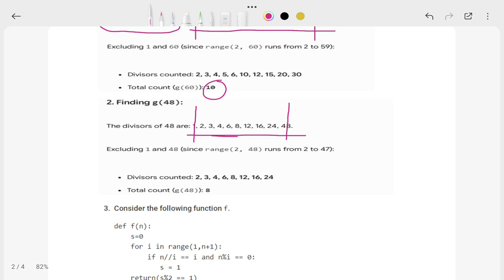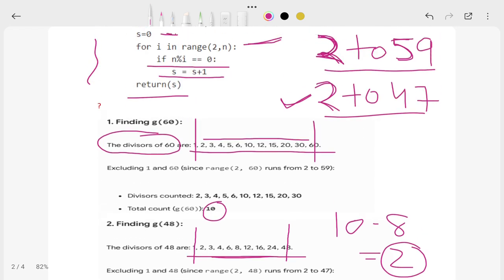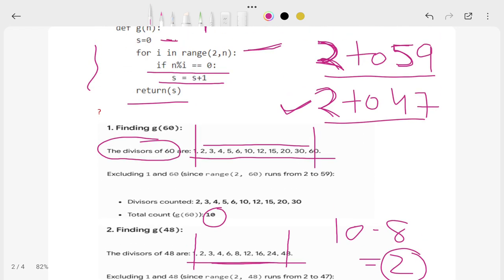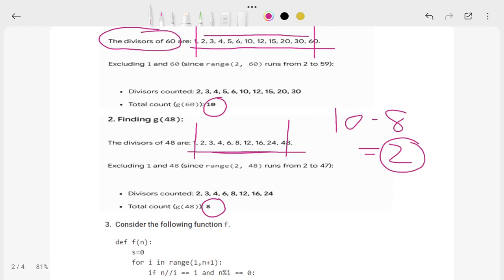So total divisors are 8. Total divisors are 8. So 10 minus 8 is equal to 2. This is the final answer. Okay, I think that you understand. If you have a little bit of information about C programming or C++, then this is very easy to understand.